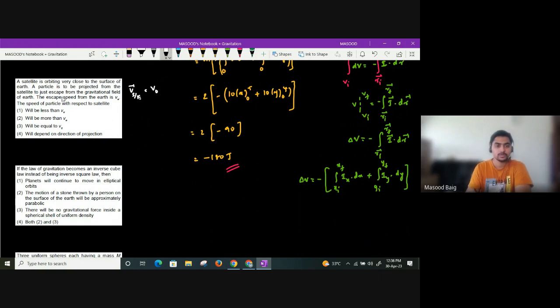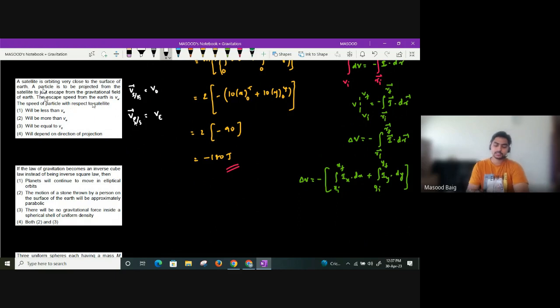Now what I have to do? A particle is to be projected from the satellite to just escape from the field of the Earth. So what should be the escape speed of the particle with respect to satellite we are projecting? So with respect to satellite, escape speed should be how much, beta? It should be VE. Yes or no? They are asking the speed of the particle with respect to satellite. Because I have to escape it from the satellite, right? It means I need to give the particle escape speed with respect to satellite, guys.